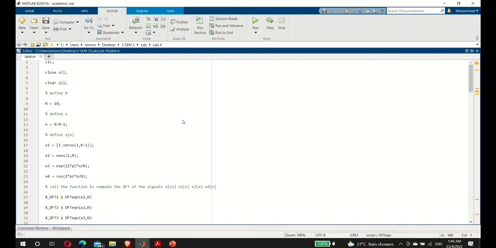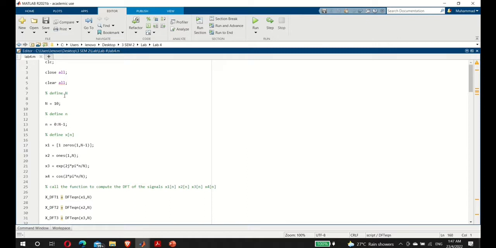I want to explain 4.1, completing the DFT. First of all, the code is generated using the function X equals DFT, with the equation X to implement the DFT of the equations. First, define N equal to 10 for a 10-point vector.